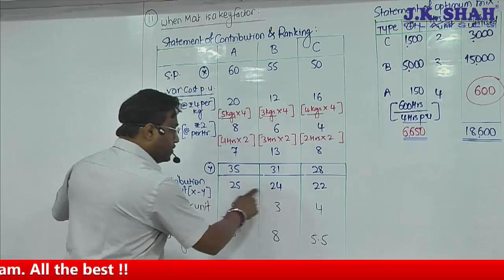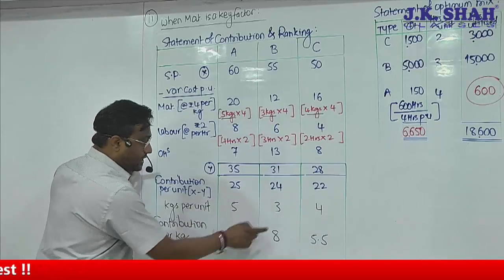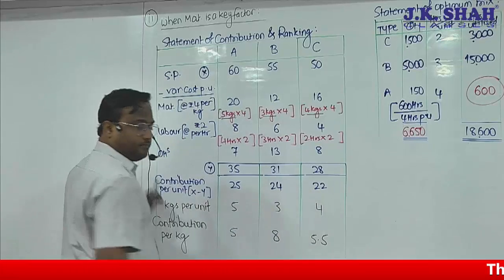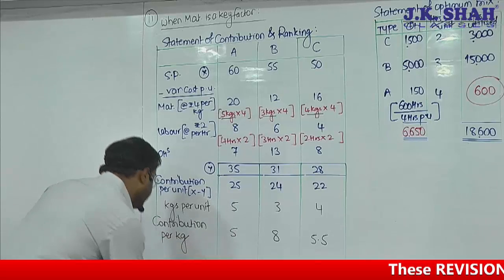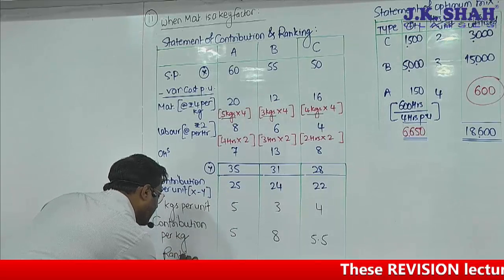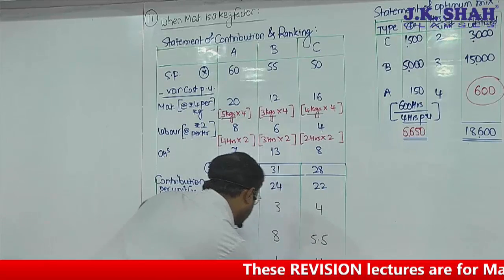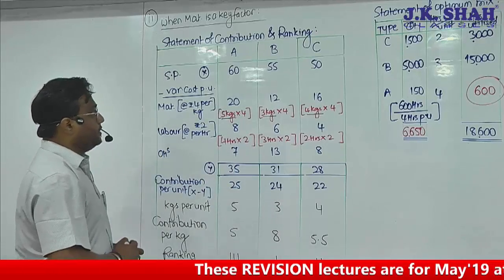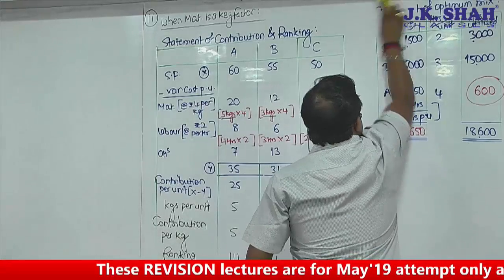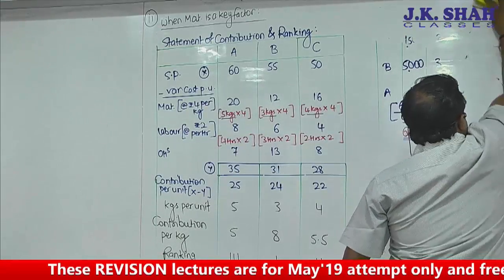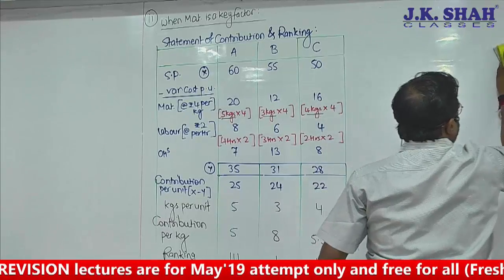That means per unit can't be the base. The limiting factor is kgs. So per kg, 5.5, 8 and 5 will be the base. So my ranking will now be 1, 2 and 3. So it is BCA now. My ranking is going to be BCA. So let me prepare another statement.